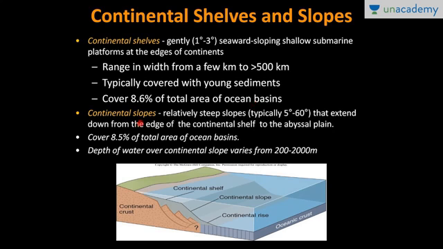Now, moving on to the next one, that is the continental slope. You can see it here. This is actually steep. They have a relatively steep slope, typically 5 to 60 degrees, right? And they extend from the edge of the continental shelf. Right after the continental shelf, this continental slope starts, and it has a very steep slope. It covers 8.5% of the total area of ocean basins, and the depth of water over the continental slope may vary from 200 meters to 2000 meters.